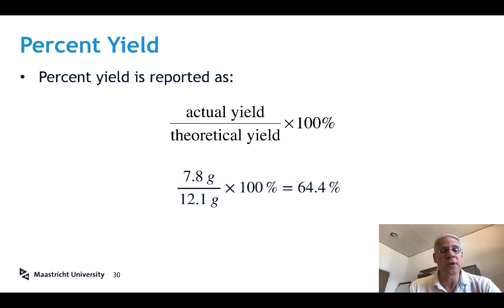And so to get the percent yield, we take the actual yield of what we got, divide that by the theoretical yield of what we expected to get, we multiply that by 100%, and we get 64.4%. That's not a bad value, it just is what it is. Some reactions are very low, below 10%. Some reactions are very high, above 90%. It just depends on the reaction and the conditions.